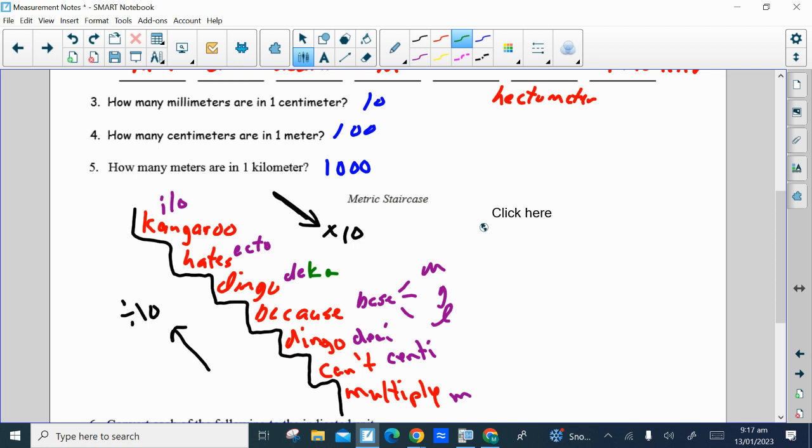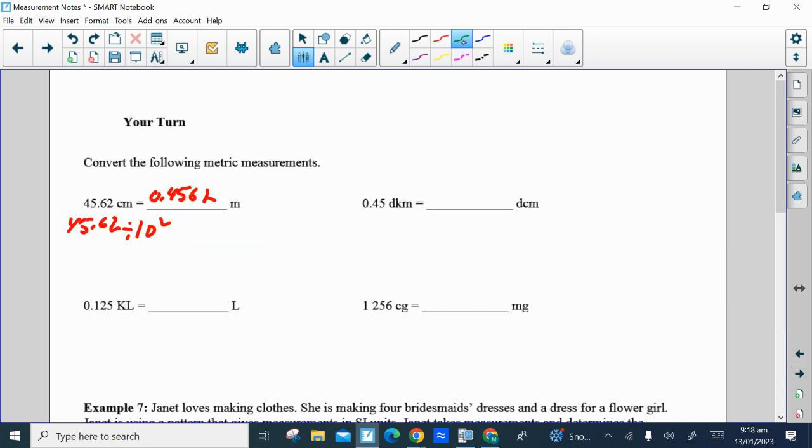Okay, so if we're going to go from decameters down to decimeters, you're going to go down 1, 2 spots, which means you have to multiply by 10 twice, or multiply by 10 squared. So it'll be 0.45 times 10 squared. Every time you multiply by 10, the decimal moves to the right 1 spot. So this one's going to move to the right 2 spots, and we're going to get 45 decimeters.